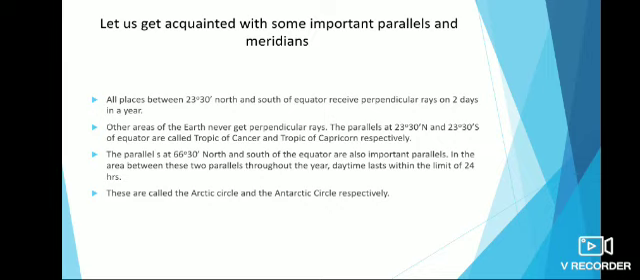The parallels at 23 degrees 30 minutes north and 23 degrees 30 minutes south of the equator are called the Tropic of Cancer and the Tropic of Capricorn respectively. The parallels at 66 degrees 30 minutes north and south of the equator are also important parallels. In the area between these two parallels, throughout the year, daytime lasts within the limit of 24 hours. These are called the Arctic Circle and the Antarctic Circle, respectively.